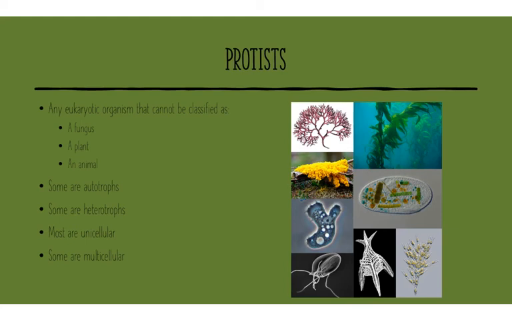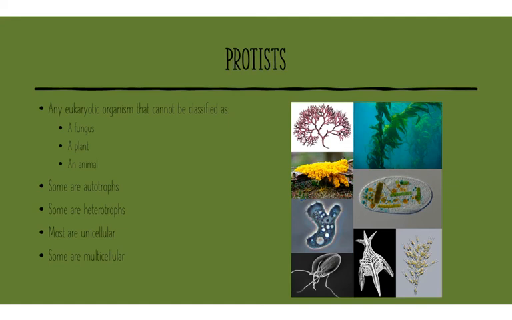Some protists are autotrophs, meaning they produce their own food, while others are heterotrophs, meaning they get their food from other sources. We find that most protists are unicellular, meaning they just have one cell, while other protists are more advanced and they are multicellular, meaning they have multiple cells that are carrying out those functions of life. So we see a couple of different types of protists here, and you can see that we see some kind of bacteria-looking things, which is actually fungus, and then we also see plants and animals.